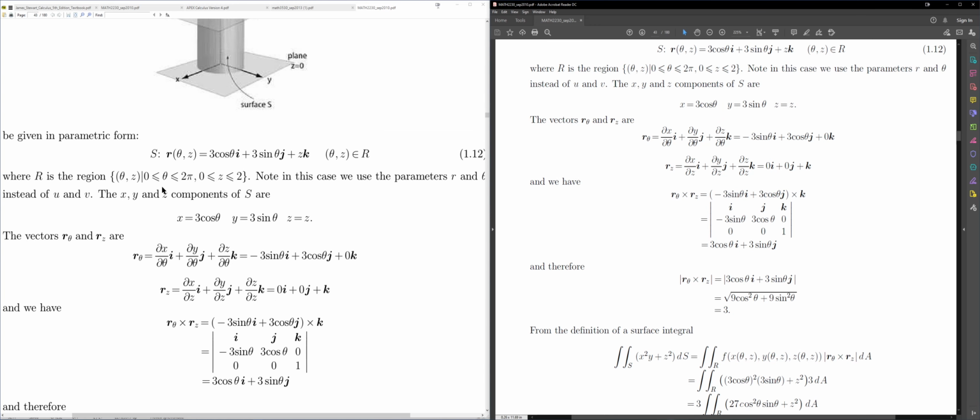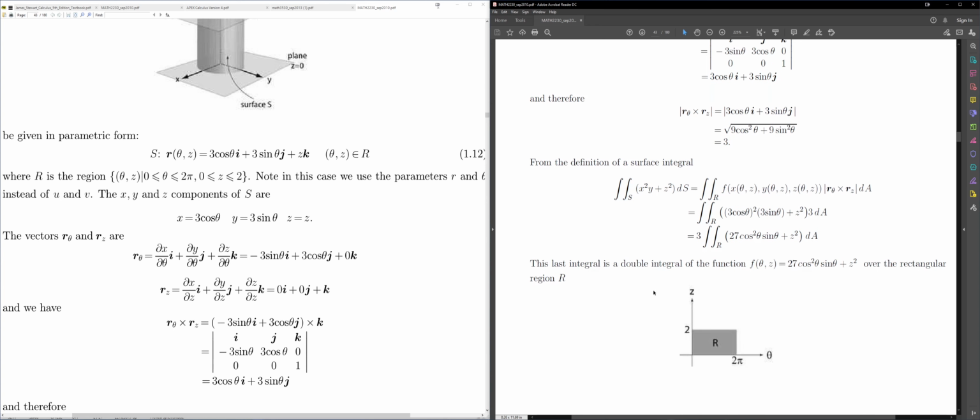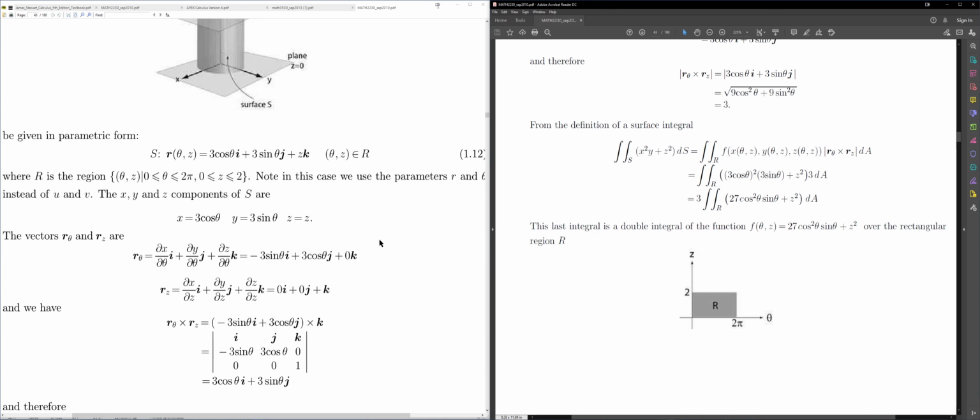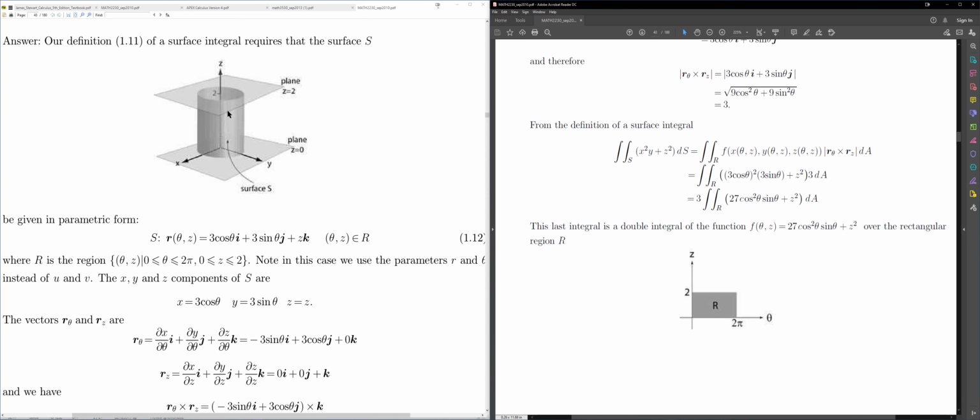Okay, so the region R that's specified over here is in fact a rectangular region, right? You see that theta lies between 0 and 2 pi, and z lies between 0 and 2. So this is a rectangular region. So when you have your surface integral over this surface S, it is going to turn out to be a double integral over this region in the theta-z plane. So you go from a surface integral to a double integral.